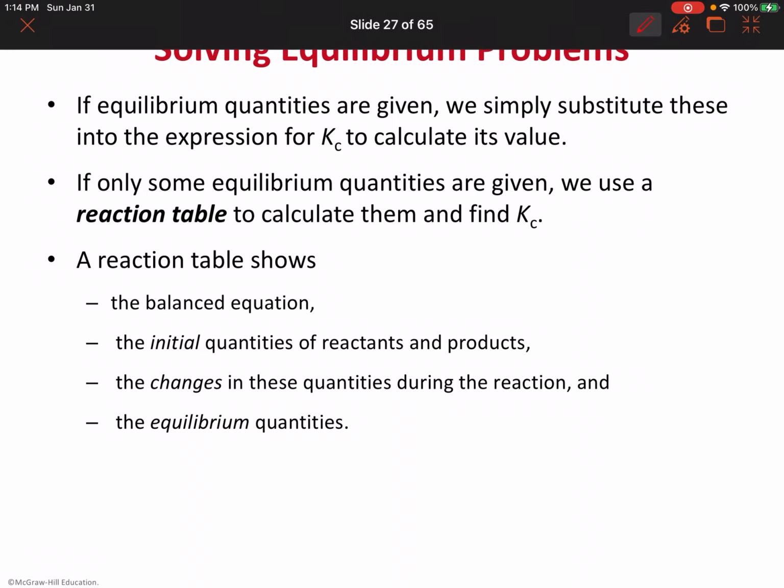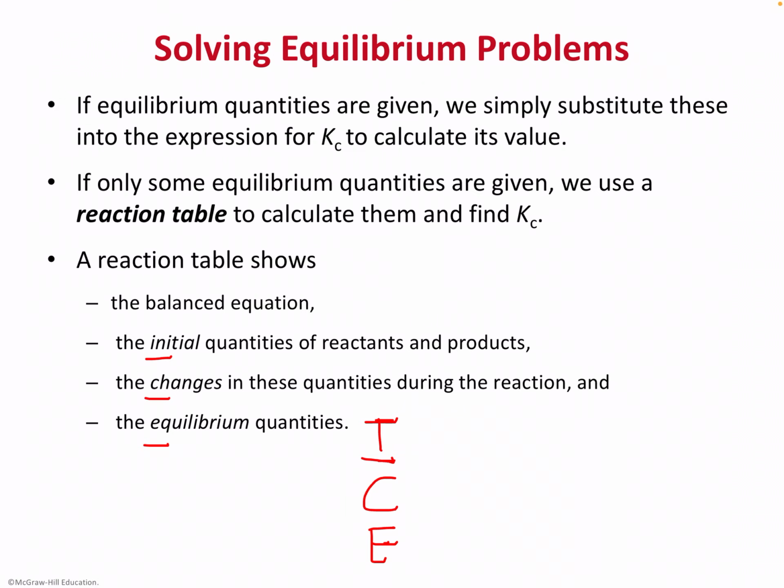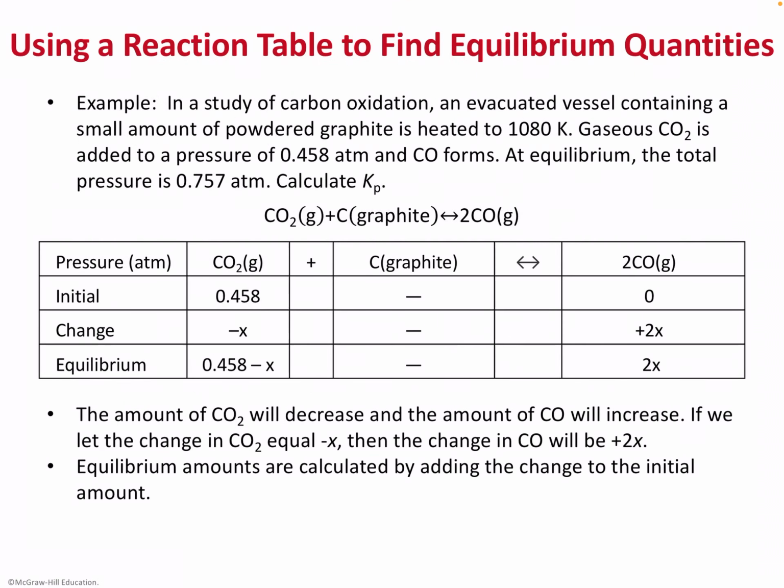Now we call this an ICE table. You see ICE. Initial quantities, change in these quantities during the reaction, and then the equilibrium quantities. So we're going to always construct the ICE table if we want to find out the equilibrium quantities. Okay, like this, using a reaction table to find equilibrium quantities.